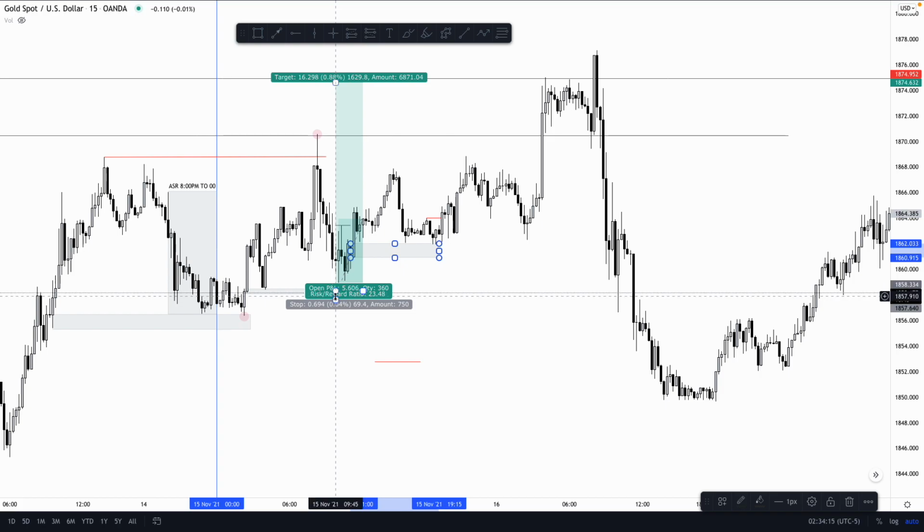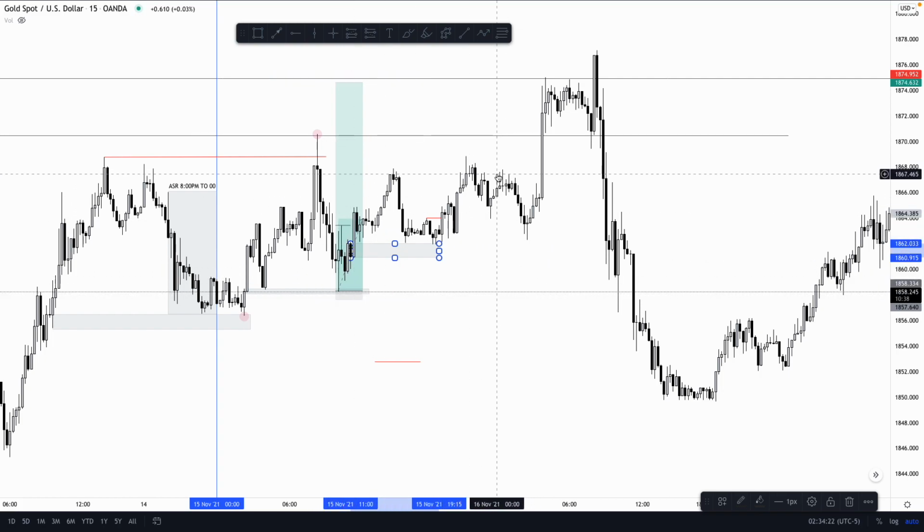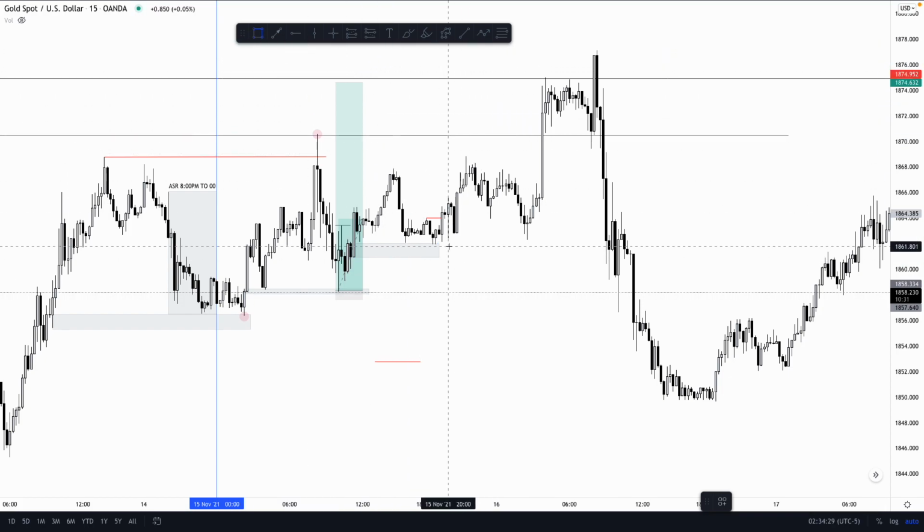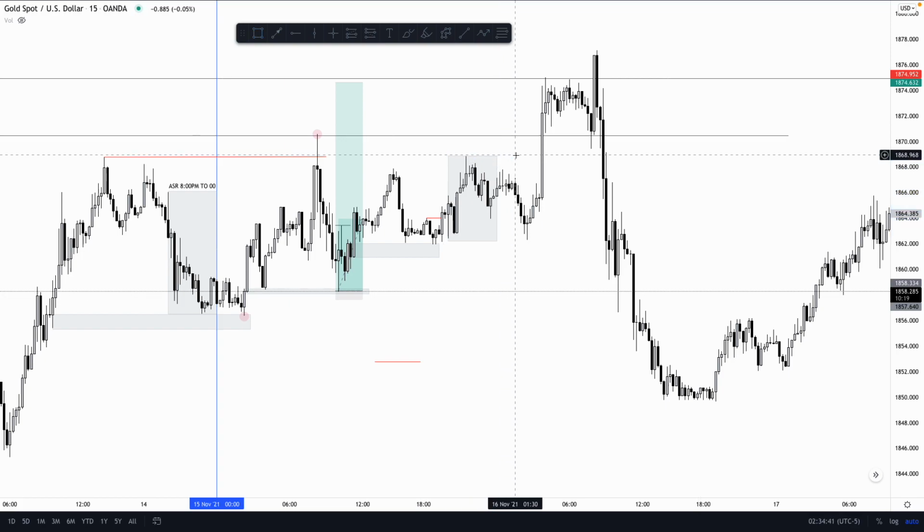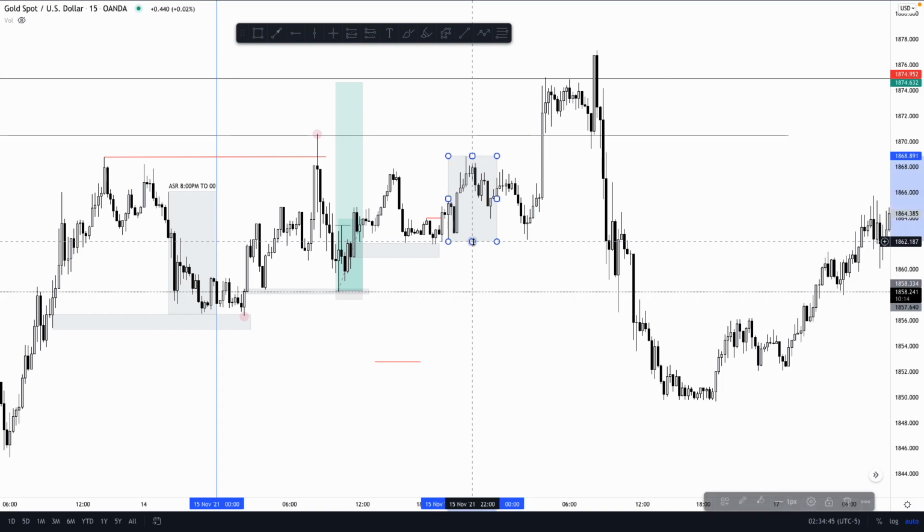Then on New York, you see this London kill zone close. You could take another entry to go to the upside. And from there, the market moves to another Asian range. Where is my other Asian range? My other Asian range started from here. This is where my other Asian range started. Okay, so this is where my other Asian range started.